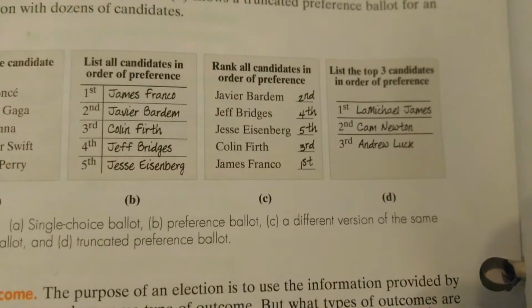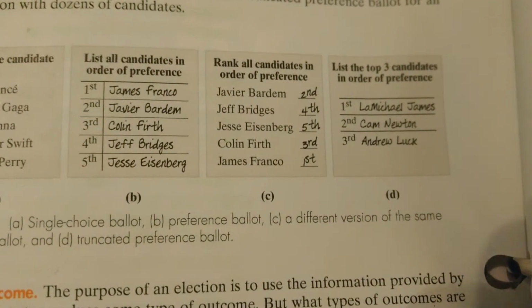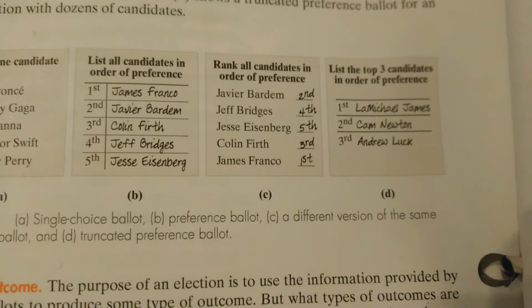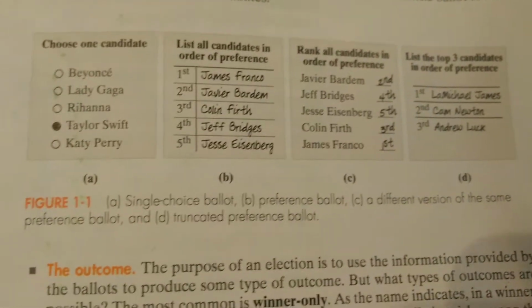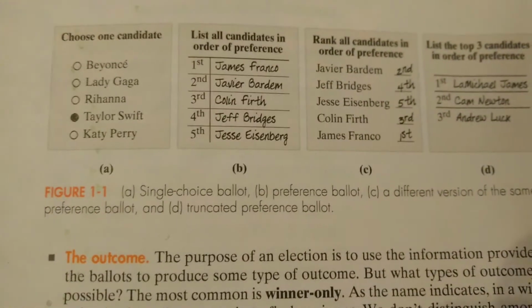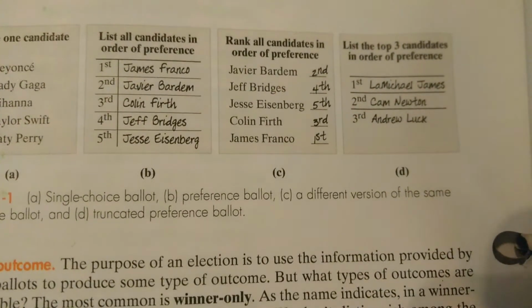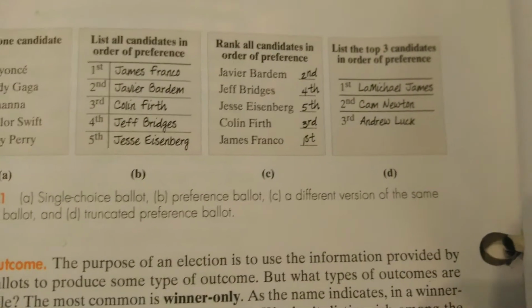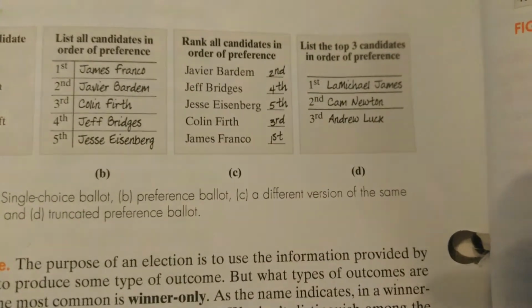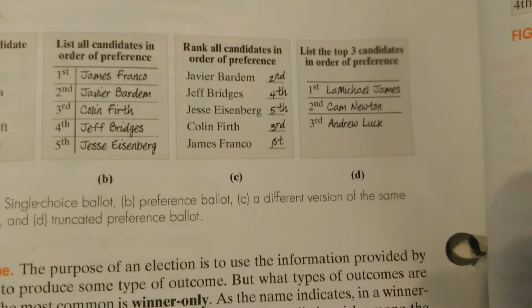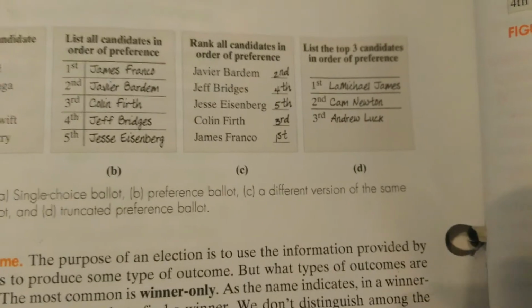full rankings. And so as a consequence, these are the different types of ballots that you have here. Remember, letter B is a preference ballot, and then letter C is a different kind of preference ballot, and letter D is a truncated preference ballot because there are more candidates, but you're only listing your top 3.